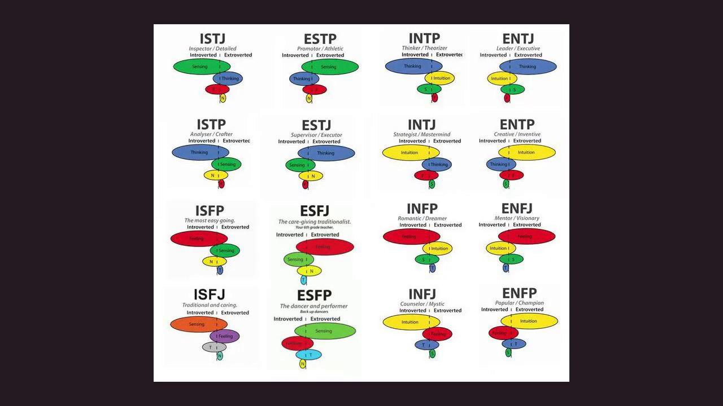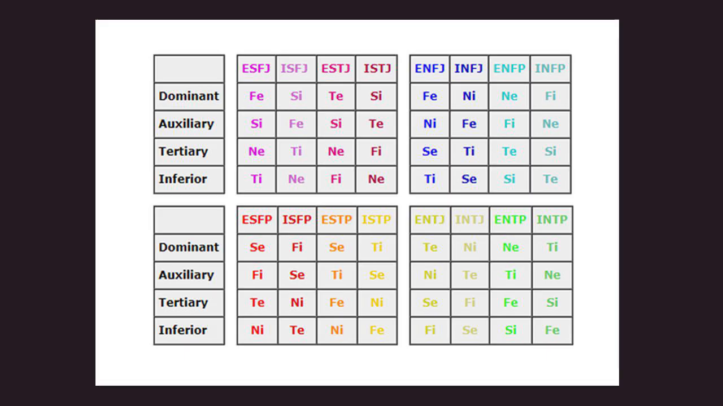So now on the nature of each type. Each MBTI type prefers 4 cognitive functions, each of them interacting with one another, and each of them with a specific role in a type's psychology. These roles are termed dominant, secondary, tertiary, and repressed, or inferior.